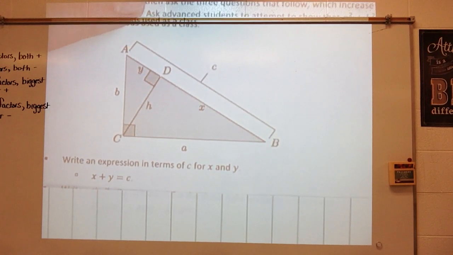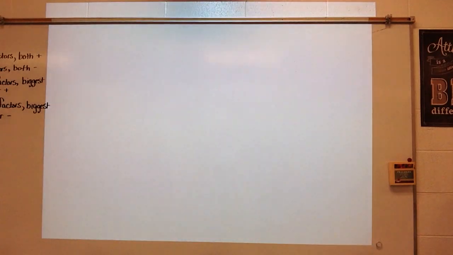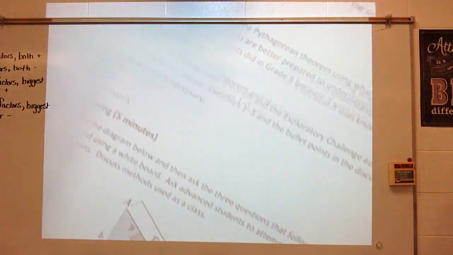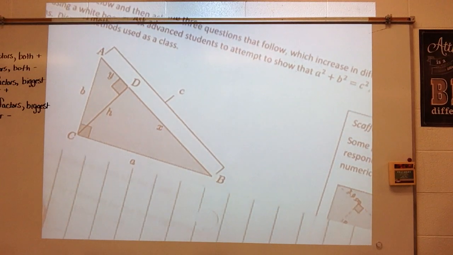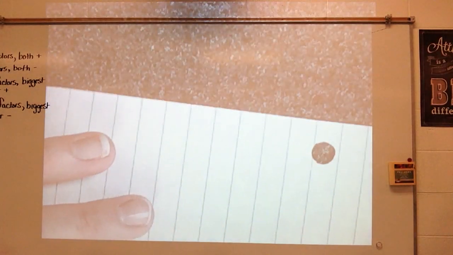So remember we said that when we have an altitude, it divides our right triangle into three similar triangles. So we have three similar triangles here. We know in this case that triangle ACB is similar to triangle ADC is similar to triangle CDB. So I know those three triangles are similar.